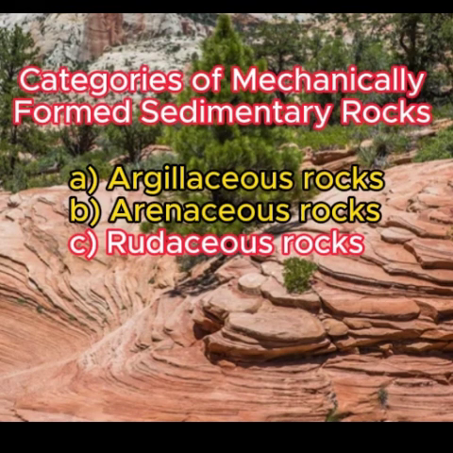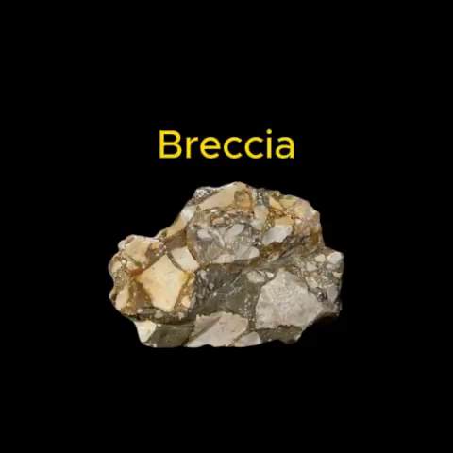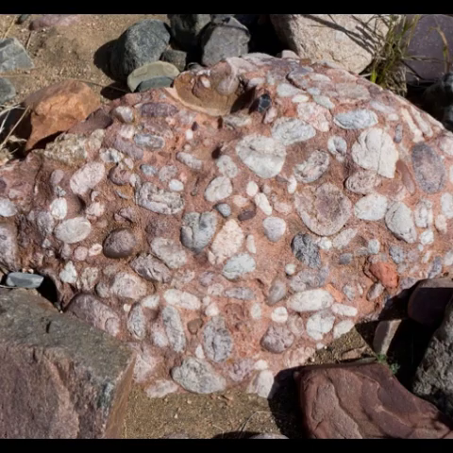The third category of mechanically formed sedimentary rocks is rudaceous rocks, which comprise of small-sized particles, like those of gravel. Examples of rudaceous rocks include breccia and conglomerate.